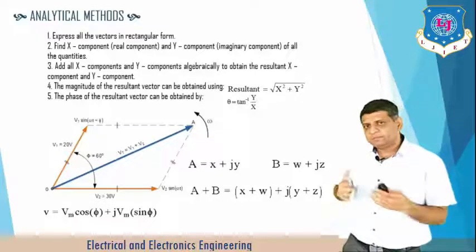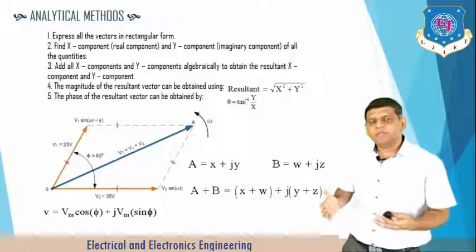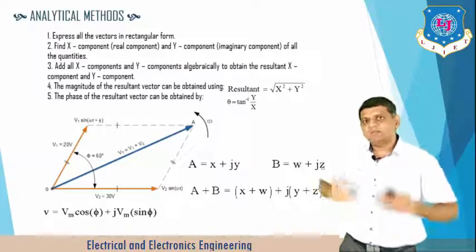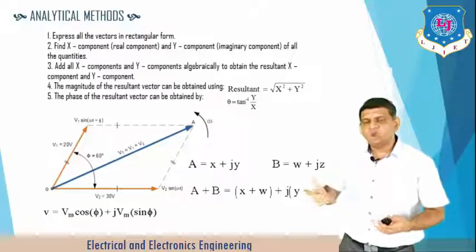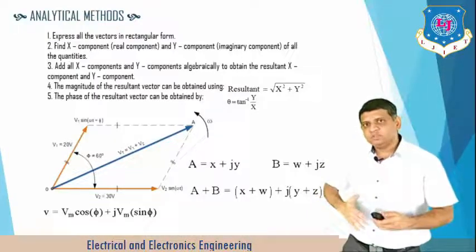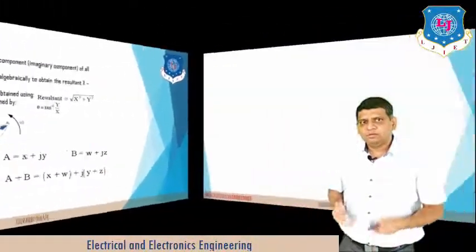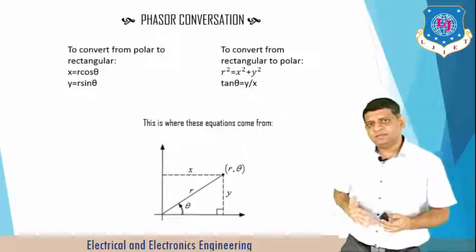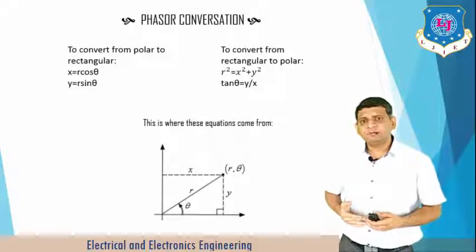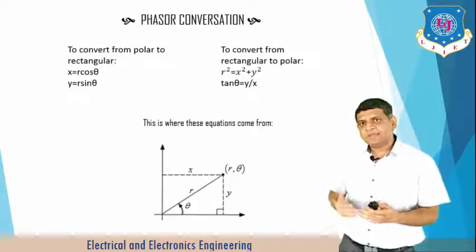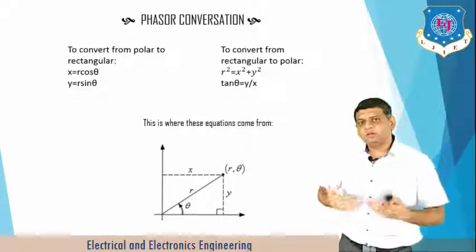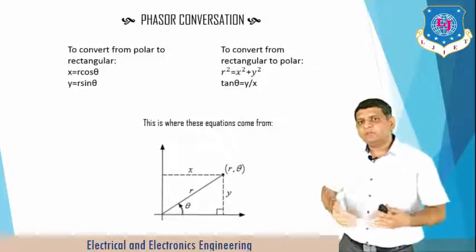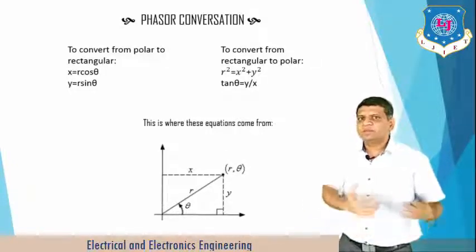So by this representation we can understand that if you want to represent any AC quantity, you can represent it by two methods. One is called the graphical method and another is called the analytical method, right? After this, you can represent any AC signal in one of two ways: one way of representation is called polar representation and another is called rectangular representation.